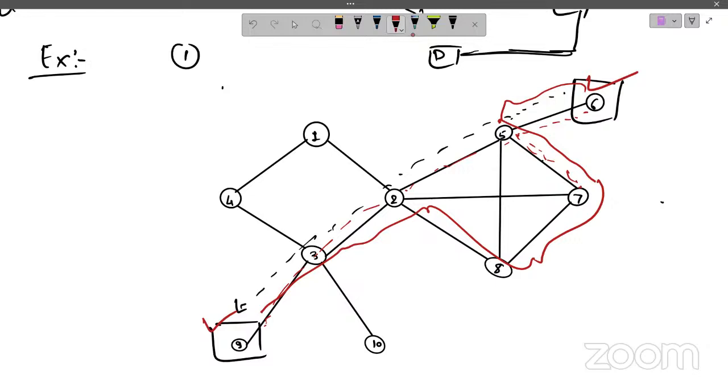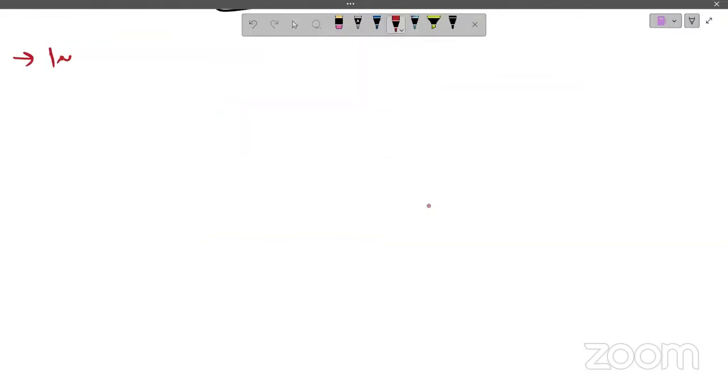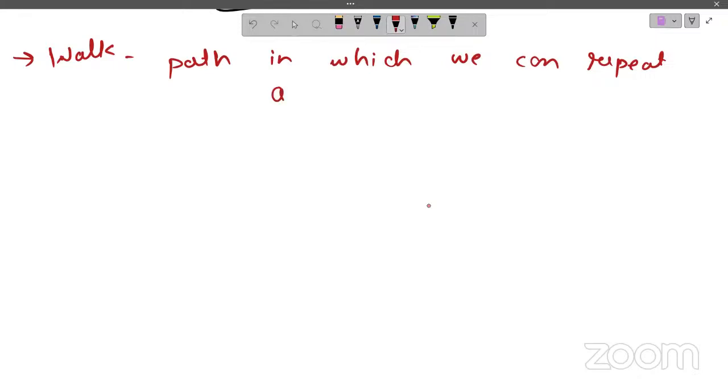Now you got what we mean by a path? Yes, ma'am. Simply, a path is nothing but a way to go from a vertex u to v without repeating any in-between vertex. That's it. Now what do we mean by a walk? A walk is nothing but a path in which we can repeat our vertex. We can repeat a vertex as well as an edge.